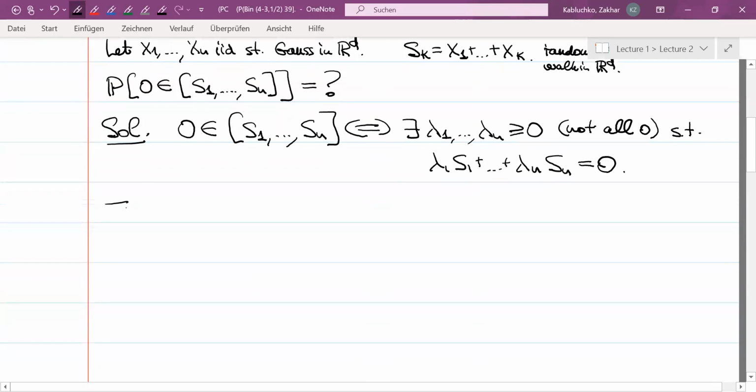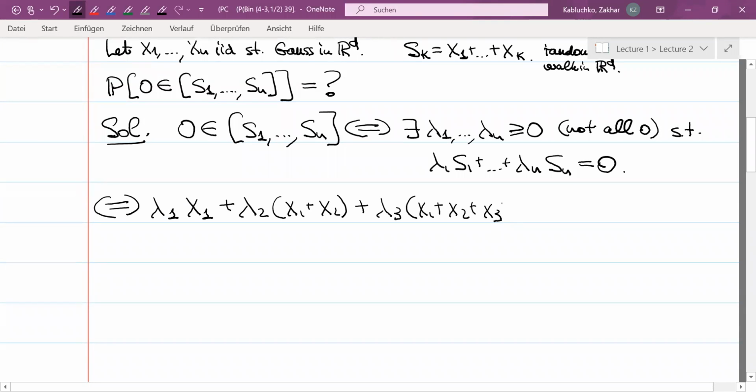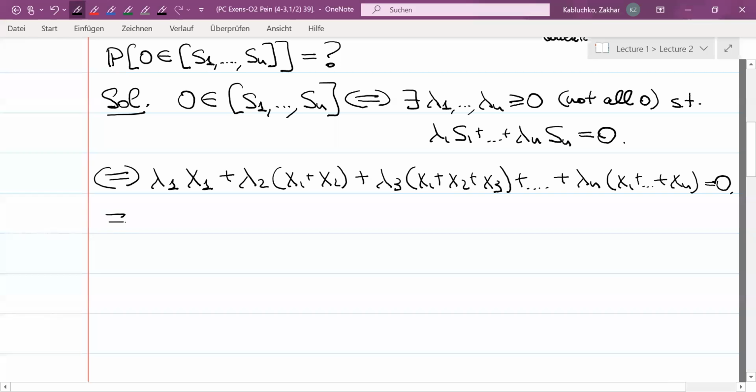And now let us write this condition as follows. S1 is x1, S2 is x1 plus x2, S3 is x1 plus x2 plus x3, and so on, plus lambda n times (x1 plus ... plus xn), and this should be 0. And now let us regroup all these terms so that we start with x1. So x1 has to be multiplied with lambda 1. x1 is everywhere, so it has to be multiplied with lambda 1 plus ... plus lambda n, plus x2.